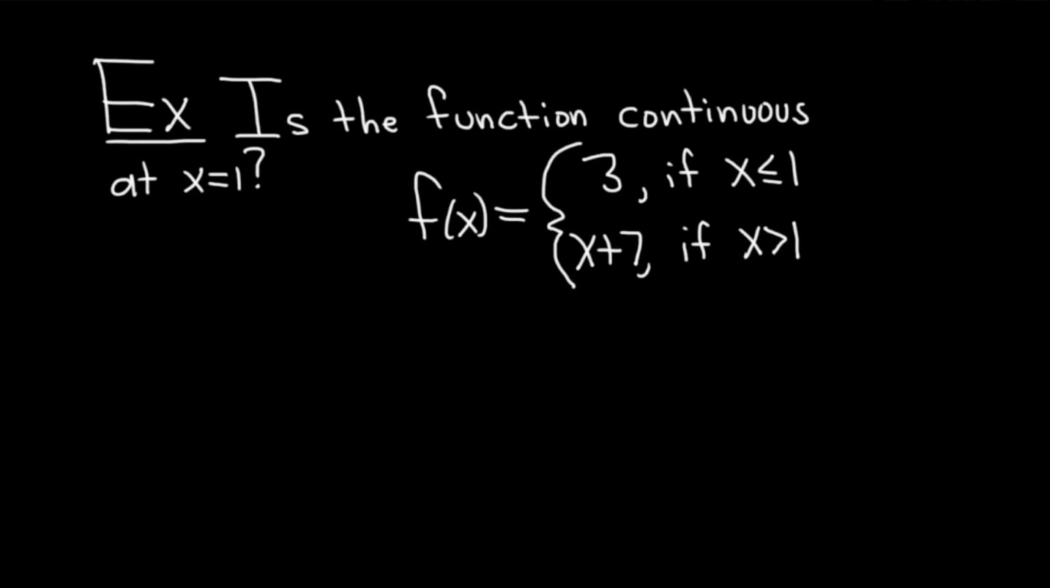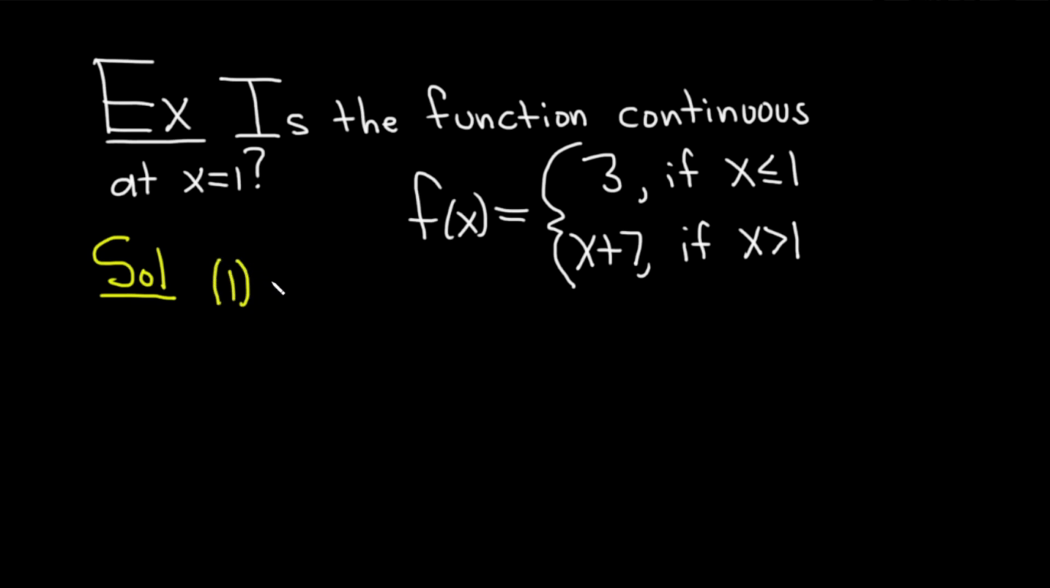This example is a little bit more challenging, but also more interesting. Is the function continuous at x equals 1? And we're given a piecewise function. It's f of x equal to 3 if x is less than or equal to 1, and x plus 7 if x is greater than 1. Let's go ahead and work through it. Solution. In problems like this, you want to basically go through each of the conditions in the definition of continuity and check them very carefully.